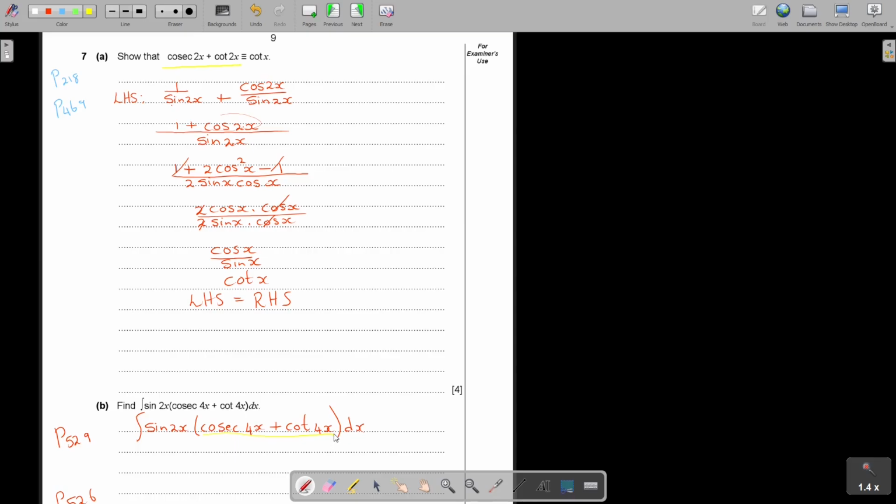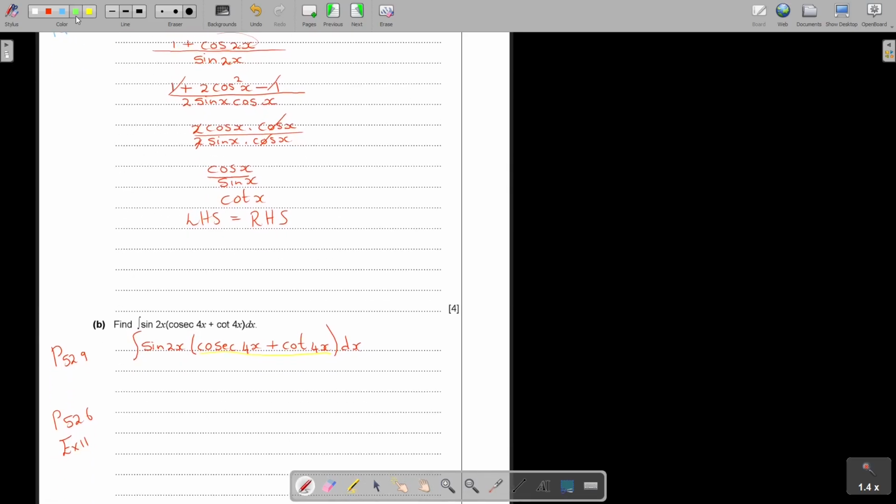If you look at A, and now compare this with this, do you see? Basically it's exactly the same, the words, but instead of 2x there is just 4x. So I'm going to make this statement. You can even say it like this. So from A, if cosec 2x plus cot 2x is identity to cot x, I didn't integrate yet, I'm getting ready for integration.